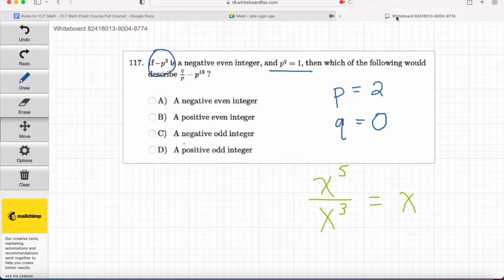Okay, and there's a couple ways to think about this. You can just be like, oh, I've got x multiplied by itself 5 times in the numerator, x multiplied by itself 3 times in the denominator. 3 of them are going to cancel out. I'm just left with 2 x's, right? That's going to give me x squared. That's one way to think about it.